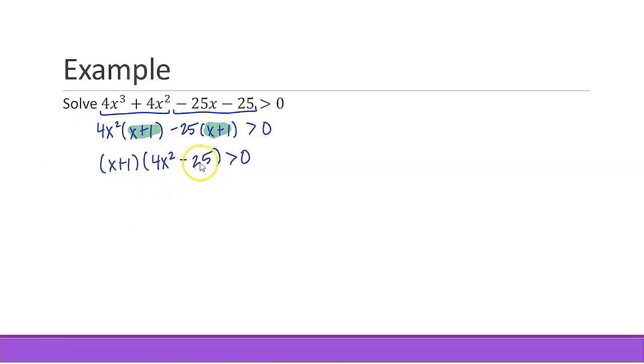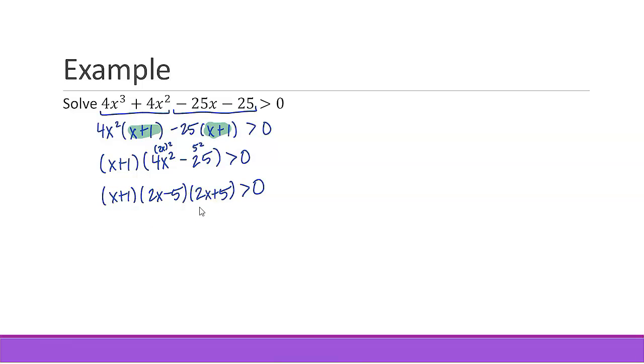And now, the quadratic is a difference of squares again. So 4x squared, that's 2x quantity squared, and then minus 5 squared. So we have x plus 1 times 2x minus 5 times 2x plus 5. When is that greater than 0?